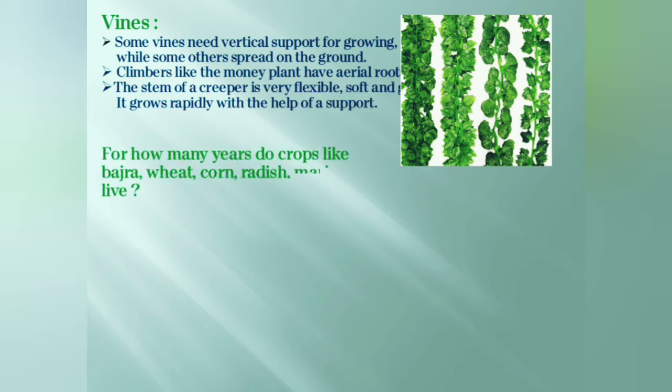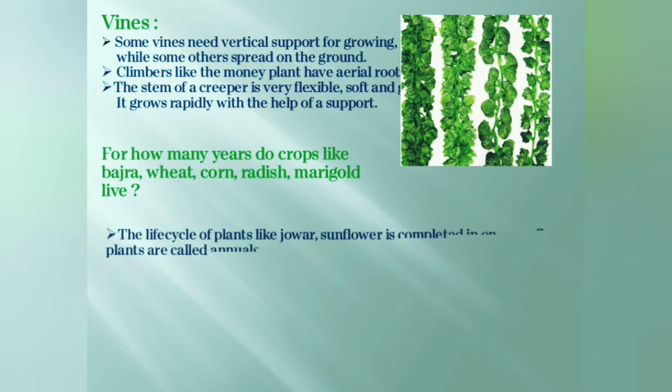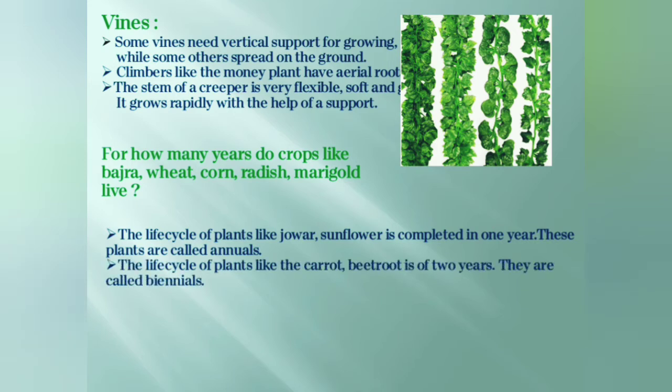Now there is a question. For how many years do crops like bajra, jowar, corn, radish, marigold live? The life cycle of plants like jowar and sunflower is completed in 1 year. So these plants are called annual. Okay. The life cycle of plants like carrot and beetroot is 2 years. So they are called biennial because they live for 2 years.